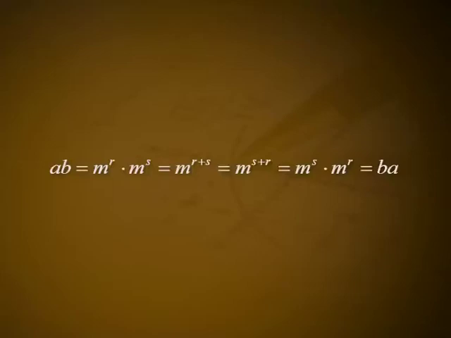G4. AB is equal to m raised to r into m raised to s, which is equal to m raised to r plus s, is equal to m raised to s plus r, which is equal to m raised to s into m raised to r, is equal to BA. Hence, multiplication is commutative and hence G is abelian. Also, since the set G consists of infinite number of elements, G is an infinite abelian group.